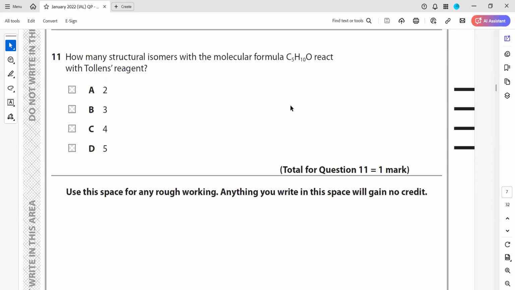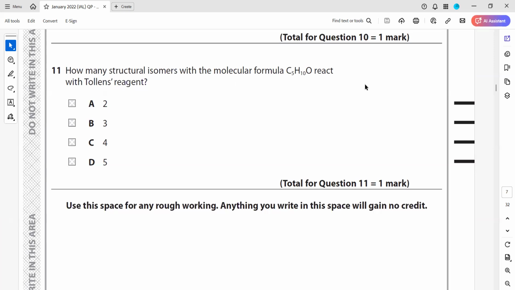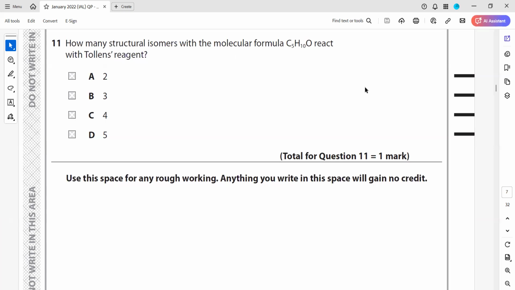Then, how many structural isomers with the molecular formula C5H10O react with Tollens' reagent? What is Tollens' reagent? Tollens' reagent is one which can oxidize other substances while itself being reduced. Since one O is there, it can be an aldehyde or a ketone. If I have 5 carbon atoms, primary and secondary can be oxidized, but tertiary cannot be oxidized.